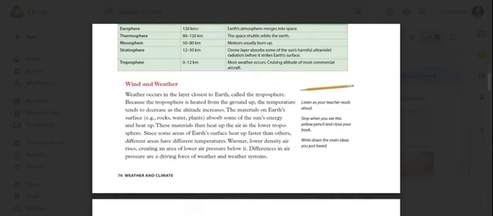Wind and weather. Weather occurs in the layer closest to Earth called the troposphere. Because the troposphere is heated from the ground up, the temperature tends to decrease as the altitude increases. The materials on Earth's surface, e.g., rocks, water, plants, absorb some of the sun's energy and heat up. These materials then heat up the air in the lower troposphere. Since some of Earth's surface heats up faster than others, different areas have different temperatures. Warmer, lower density air rises, creating an area of lower pressure air below it. Differences in air pressure are a driving force of weather and weather systems.